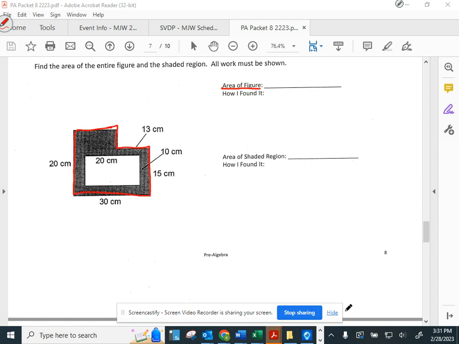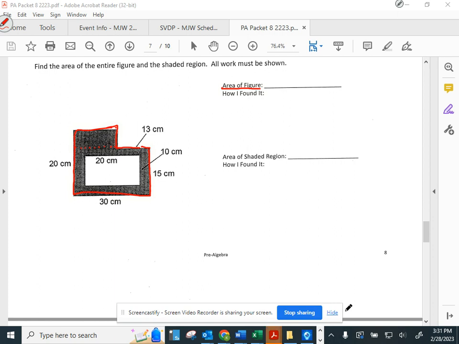So to do this, I found the area of my full rectangle, and then I subtracted out what I didn't want. Well, actually, no, that's not how I did it. That's how some other people did it. The way I did it, let me show you how I did it, was I made 2 rectangles, the big rectangle and the small rectangle.